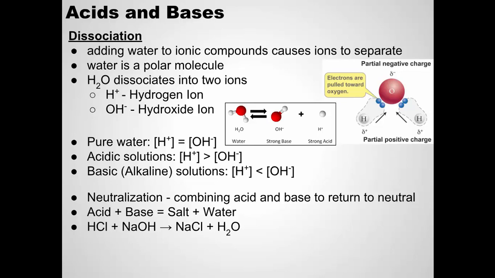In some cases, there is a higher concentration of hydrogen ions than there are hydroxide ions, and that's an acidic solution. The opposite of an acidic solution is called a basic or an alkaline solution, and that's the opposite case, when you have a higher concentration of hydroxide than you do hydrogen ions. And so these are the properties that we measure the acidity or the alkalinity of a solution.